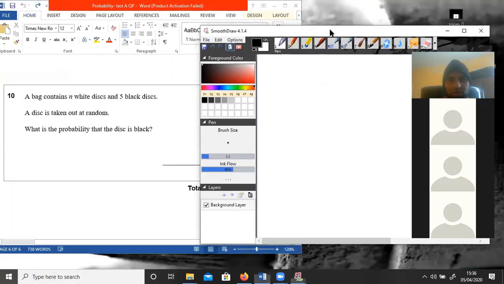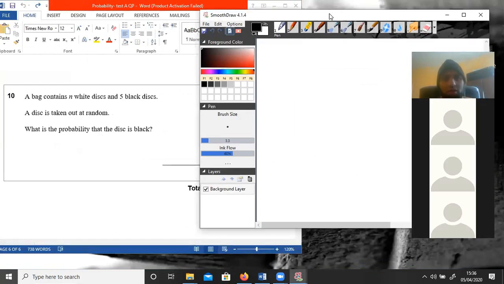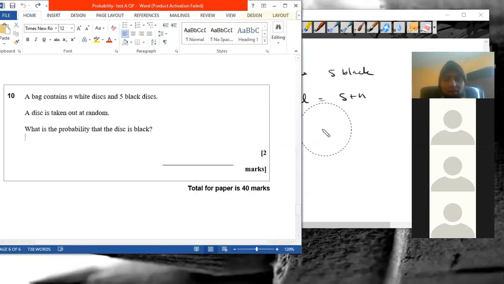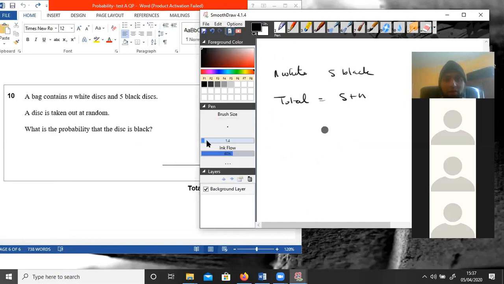It's pretty easy. Okay. So a bag contains n white discs and 5 black discs. So n white, we don't know what the number of white is, and 5 black. So your total is going to be 5 plus n. Then you're taking out a disc at random. What's the probability that it's going to be black? The one you're interested in is blacks. The probability of black is 5 over the total, which would be 5 plus n.